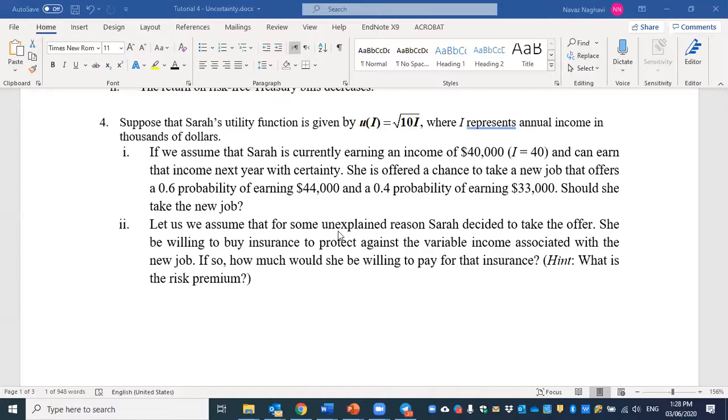Then it's saying that for some unexplained reason, Sarah decides to take this job. She would be willing to buy the insurance. What is insurance? Insurance is always to protect us against a risky situation. So this person is ready to buy the insurance. Even if you don't read the whole question, it means that you are ready to pay the premium. So now you have to calculate how much premium you are willing to pay. Again, I give you a few minutes, and then shortly you can discuss this yourself in the class.